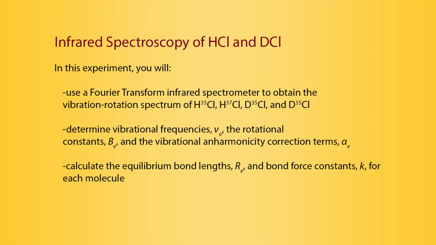In this experiment, you will use an FTIR to obtain the vibration rotation spectrum of HCl, DCl, and the chlorine isotope substituted variations. You'll determine the vibrational frequencies, the rotational constants, and the vibrational anharmonicity correction terms, as well as calculate the equilibrium bond lengths and bond force constants for each molecule. As you can see, most of this is calculating, so this experiment is very short in person.